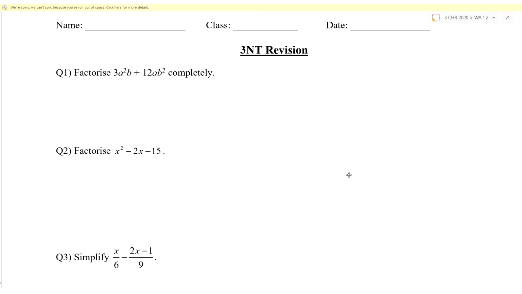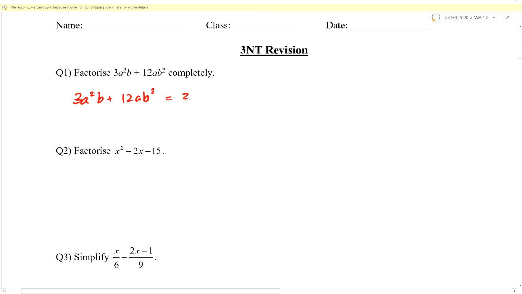In the first question, we have to factorize 3a squared b plus 12ab squared. So we will be removing the common factors, and after that, we'll do a division and we end up with the factorized form. So looking at this, 3a squared b plus 12ab squared.